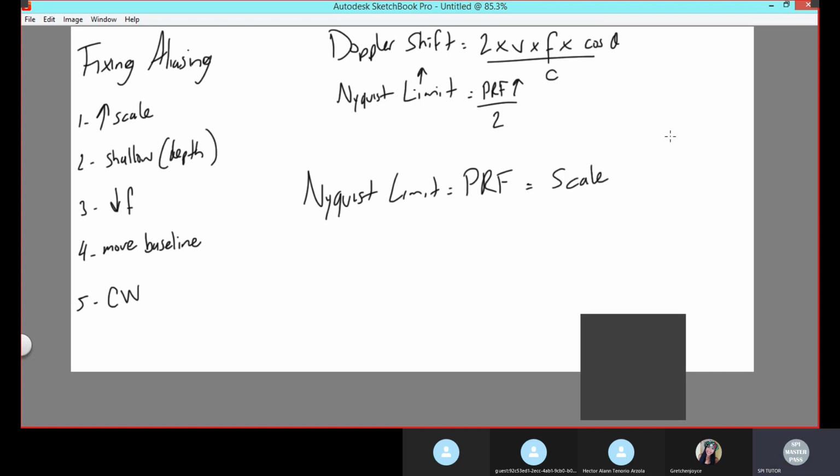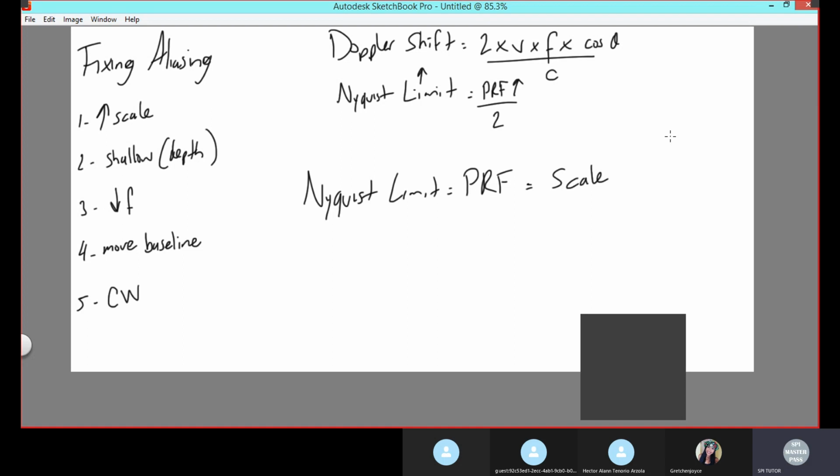The way that you adjust your scale is simply by turning a knob. The way that you adjust your Nyquist limit is through the PRF, which is through your depth. Okay, so it's a different way to adjust it, but the effects are the same. If I increase my PRF, I increase my Nyquist limit. I'm trying to avoid aliasing. If I increase my scale, I'm trying to avoid aliasing. So they all try to solve the same problem when you increase it, and when you lower it, then the same problem happens.